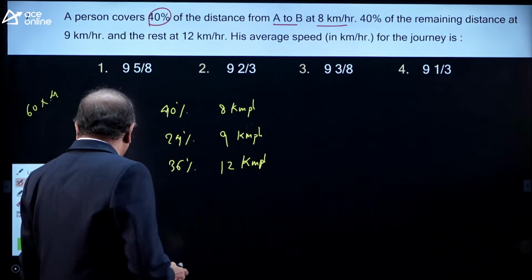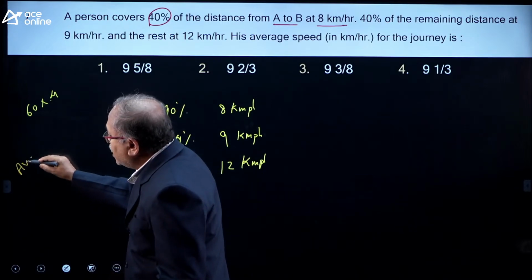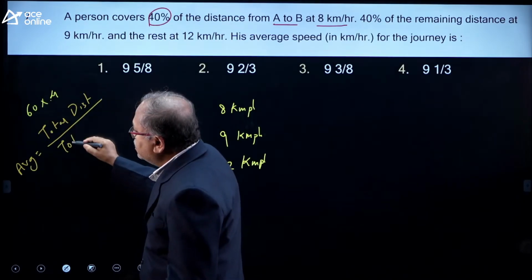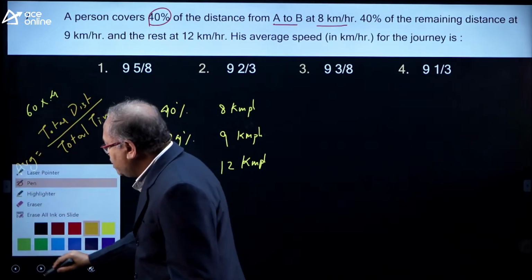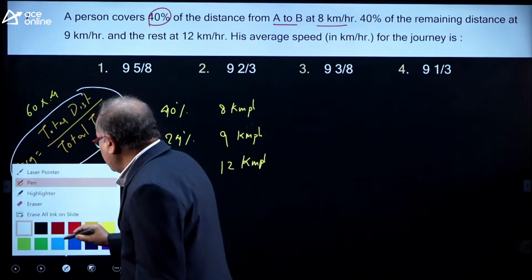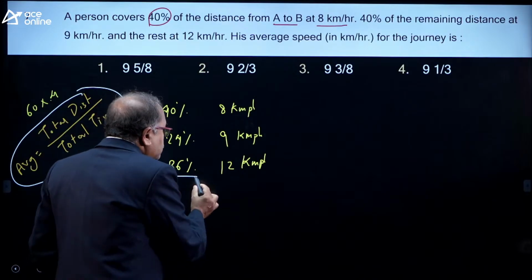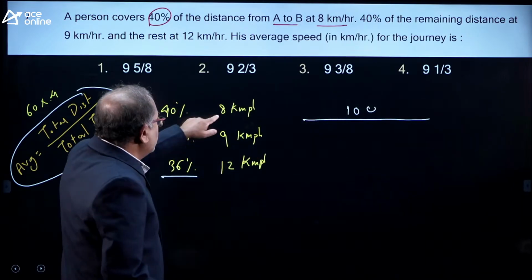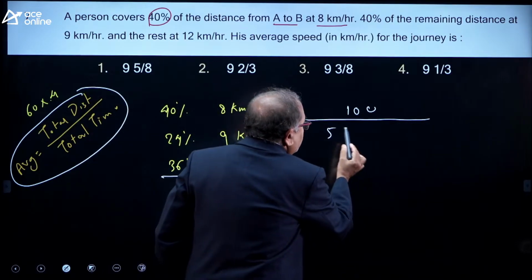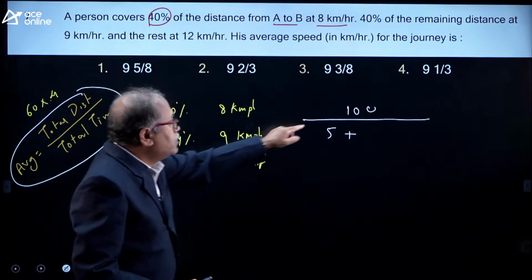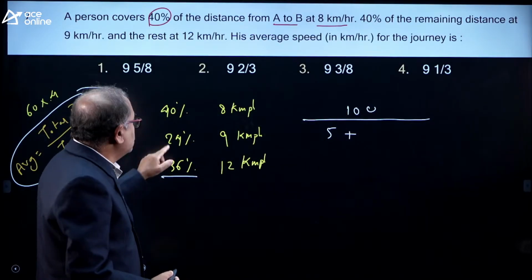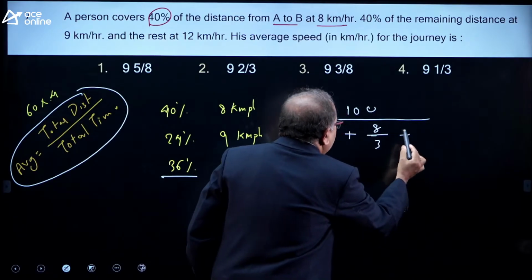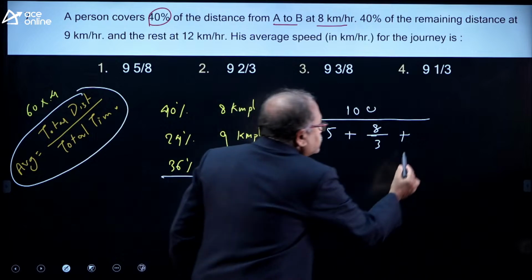Okay, my dear friend. So, what is the average formula? The average is equal to total distance by total time. Am I right? This is the formula I am going to use. So, when I take all this in percentage, what is the total distance? The total distance is 100. So, the average speed is equal to total distance by total time. Here 40 divided by 8, I am getting 5, plus 24 divided by 9, plus 36 divided by 12. When you take 100 here, this becomes 40, this 24, this 36. So, 24 divided by 9, with 3 it gets cancelled, 8 by 3, plus the time here, which is 3 hours. So, that is your answer.